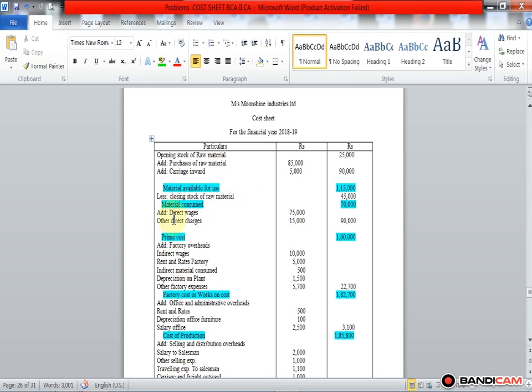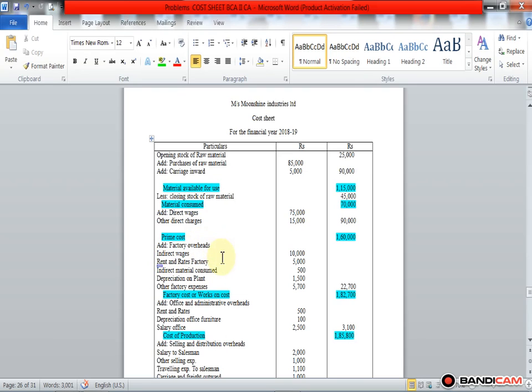Then in material consumed we add direct wages, that is 75,000, and other direct charges or expenses rupees 15,000. Then we make the total of these direct wages and direct charges, rupees 90,000, and this 90,000 is added in material consumed rupees 70,000. We get rupees 1,60,000 as prime cost. Okay, in prime cost we add factory overheads.